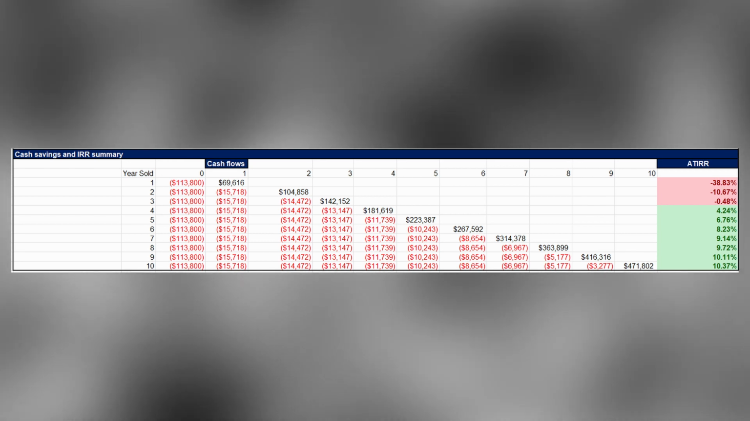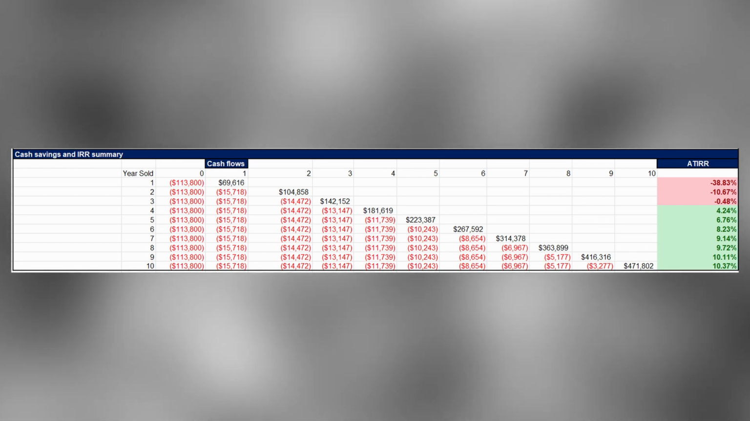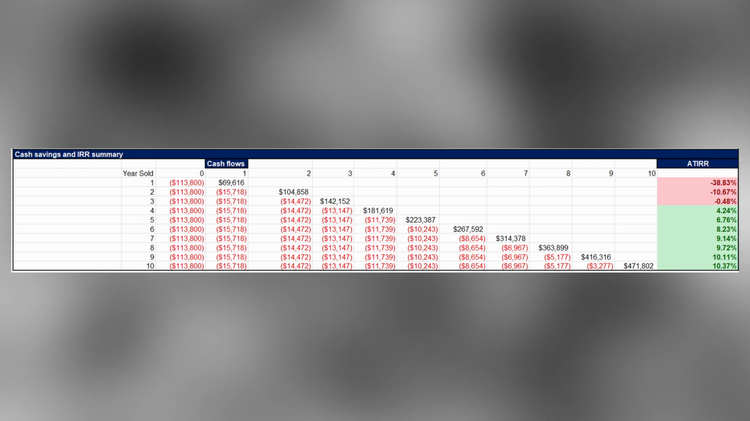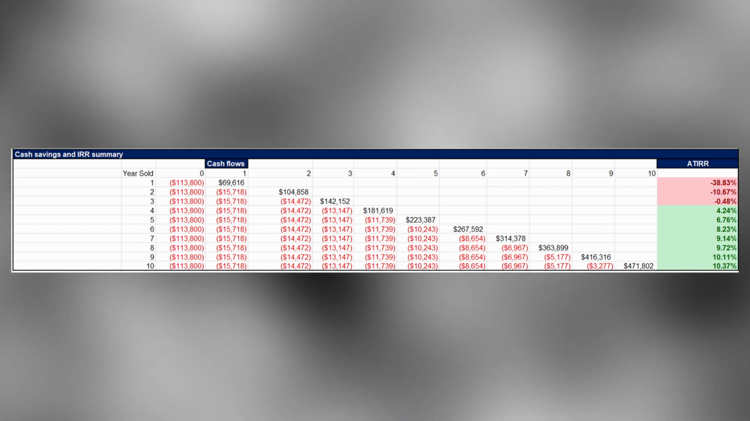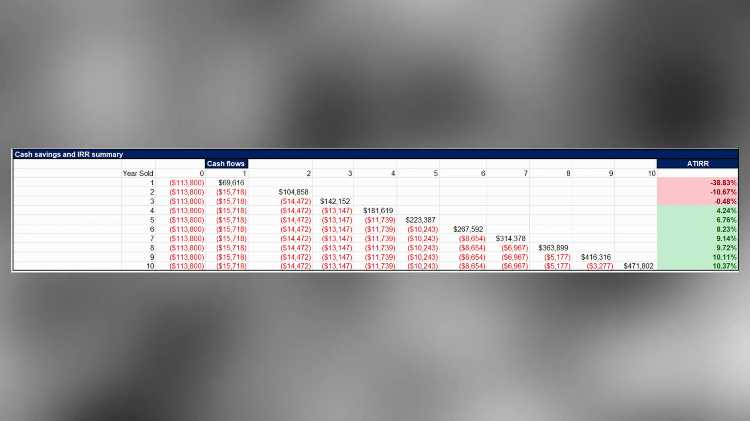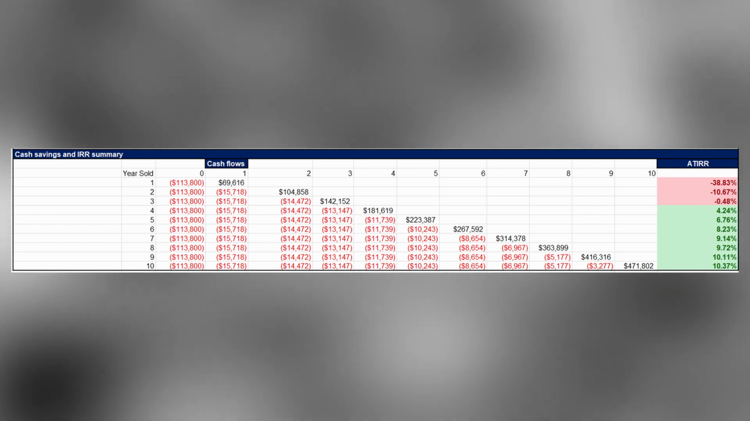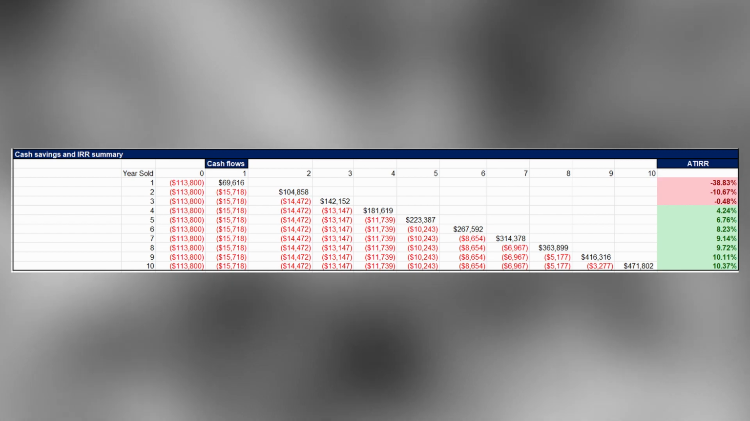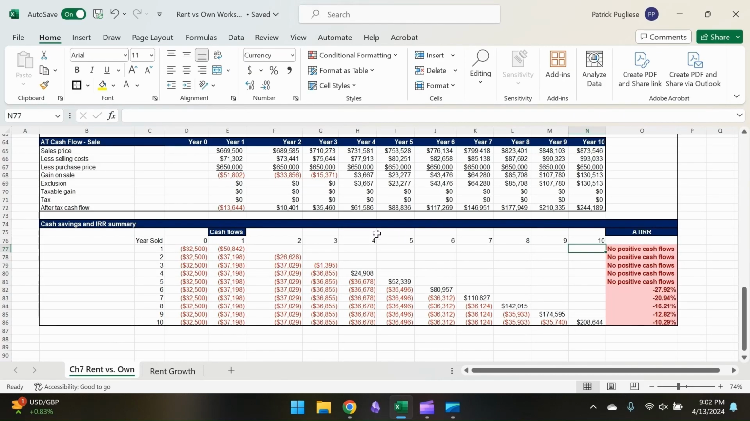And when you see the ATIRR, it's just after taxes, the cash flows that you're getting when purchasing a home and calculating your annualized rate of return. And then you have to make the decision whether or not that's a good enough return for you to purchase the home. A lot of red text here.